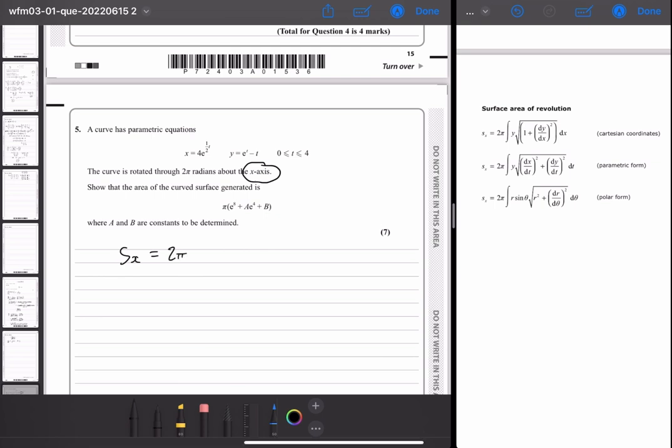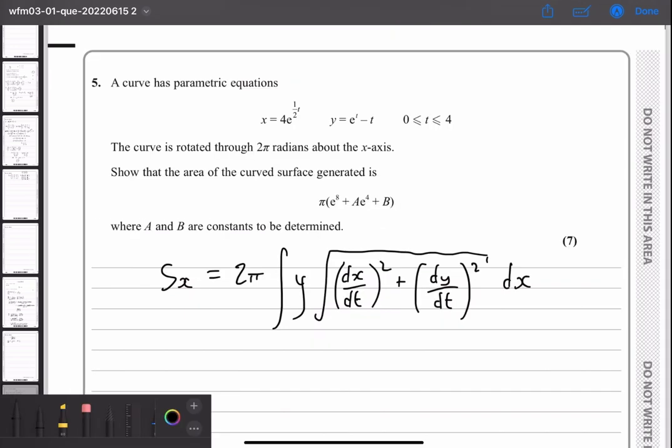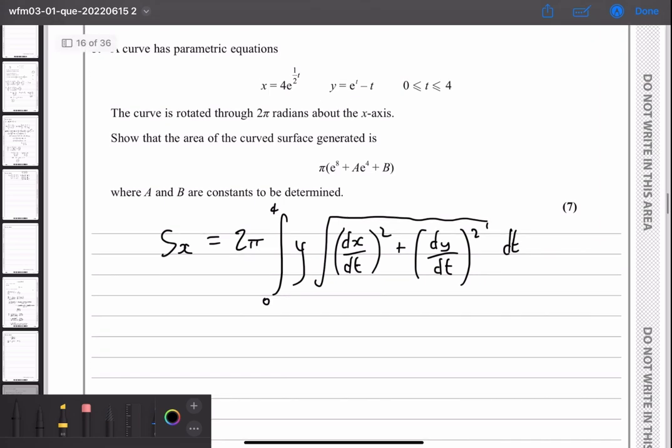Copying that out very quickly, integral y, dx by dt squared plus dy by dt squared dt. We're given the limits as well, so this is going from 0 to 4. And I've actually even managed to copy it wrong, that should be a dt. Just realising as I put those limits on. So this is the formula.